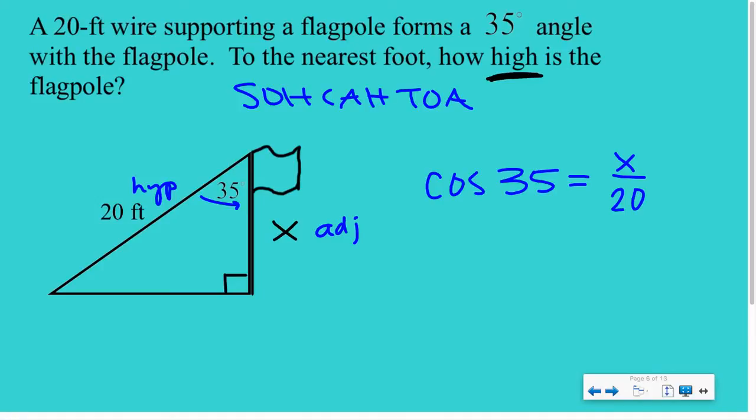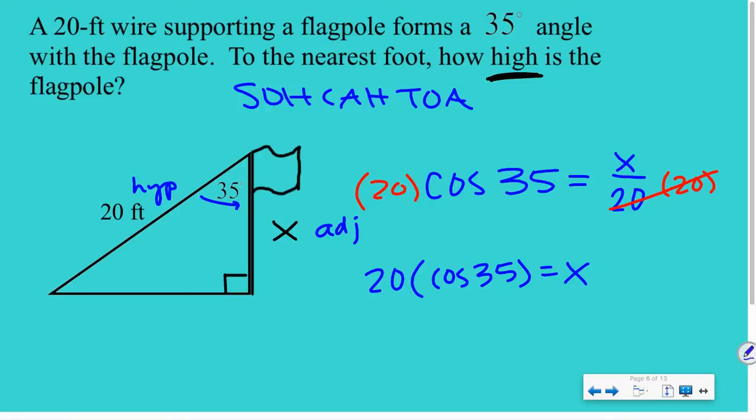So we're still trying to get x by itself. How do I move my 20 over? Multiply both sides by 20. So then we have 20 times the cosine of 35 equal to x. Is x all alone now? Okay, now you can use your calculator. And you do 20 times cosine 35. Your cosine button should be really close to your tangent button on there.